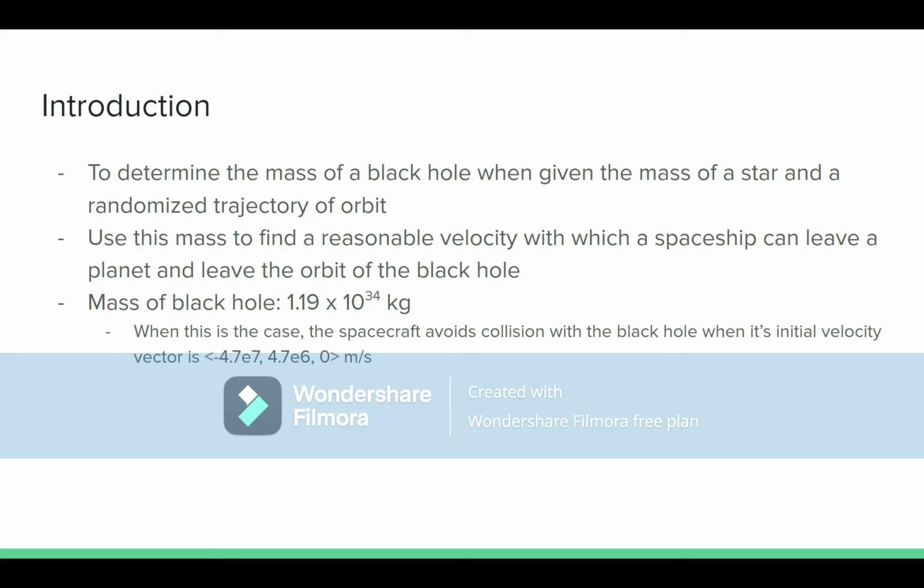Finally, we found that the mass of the black hole was approximately 1.19 times 10 to the 34 kilograms, and, when this is the case, that the spacecraft could avoid collision with the black hole and the planet when its initial velocity was negative 4.7 times 10 to the 7 in the x direction and 4.7 times 10 to the 6 in the y direction, meters per second.